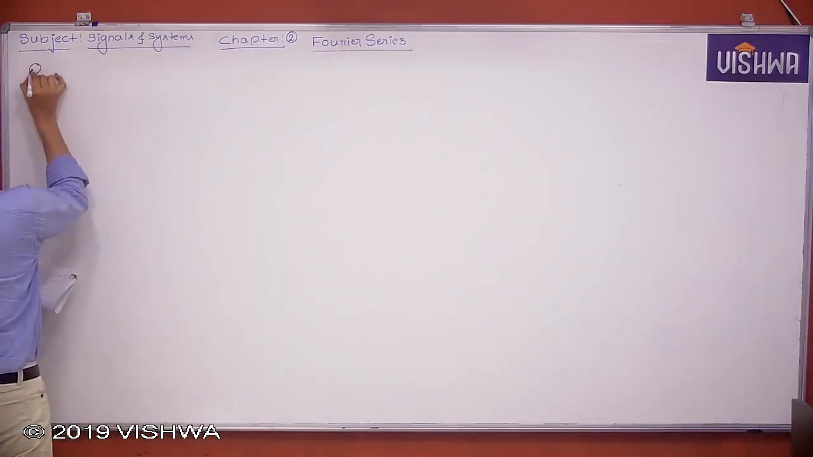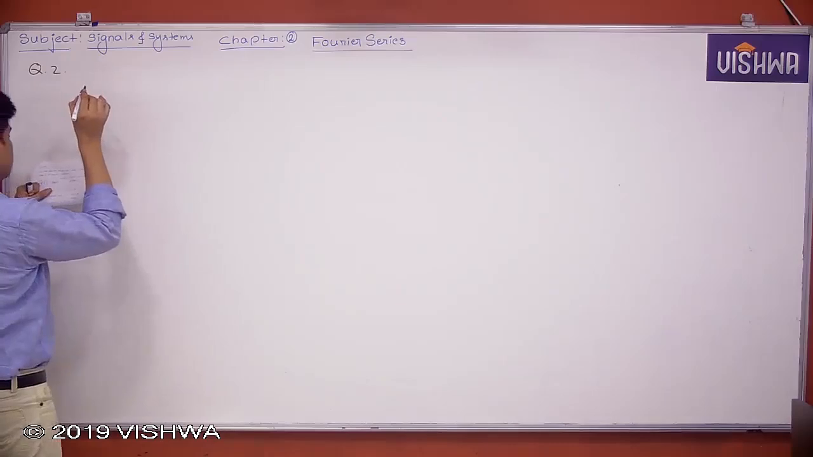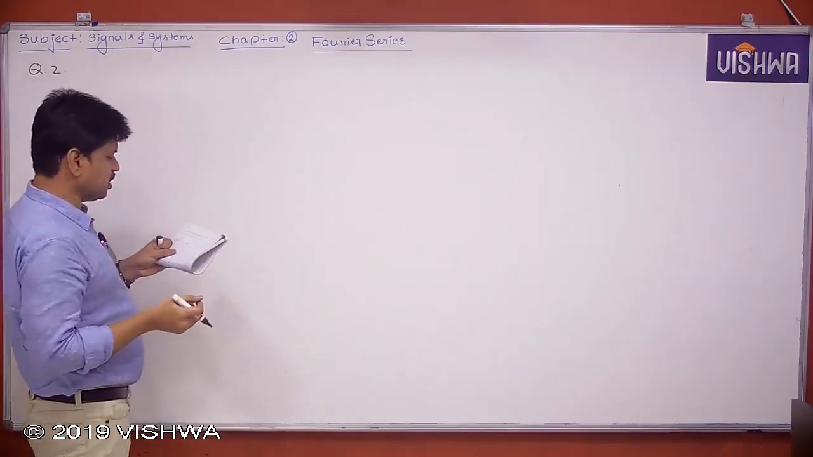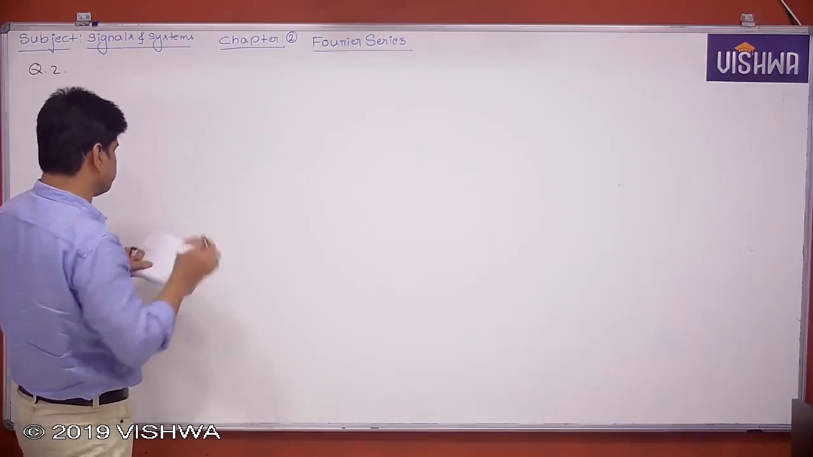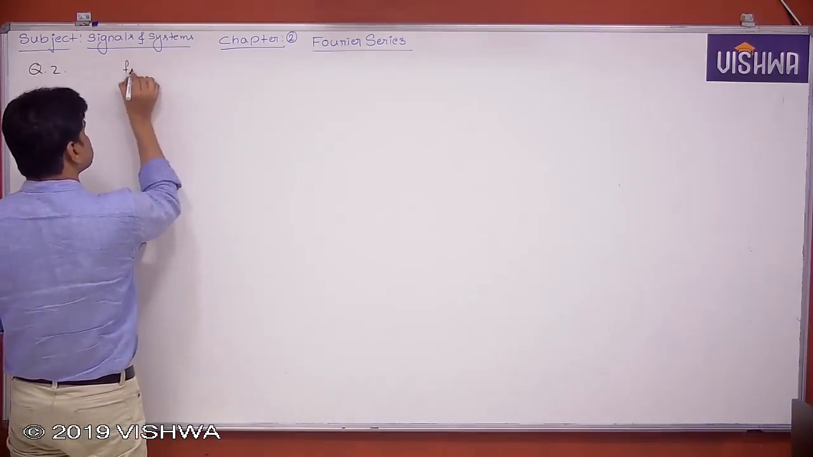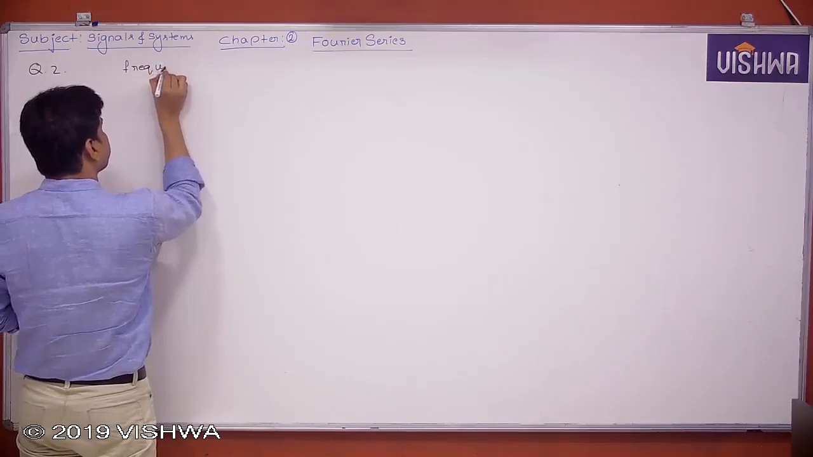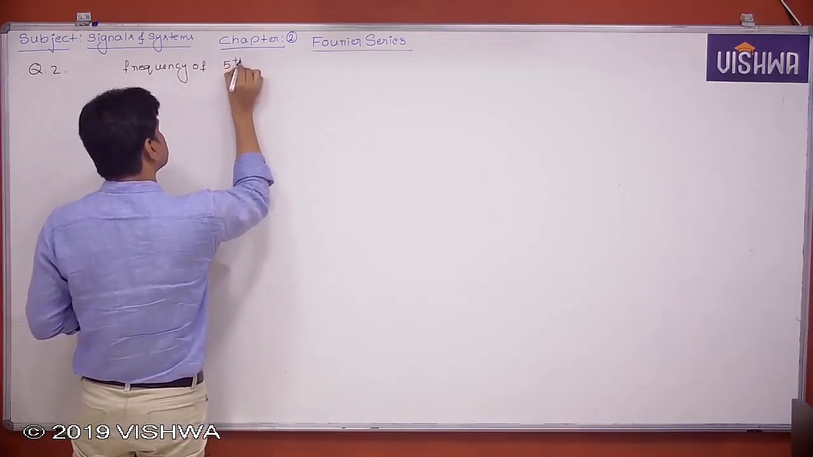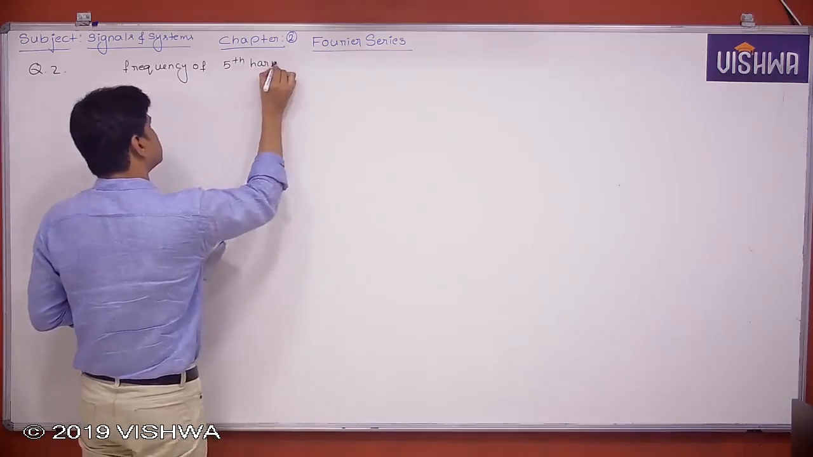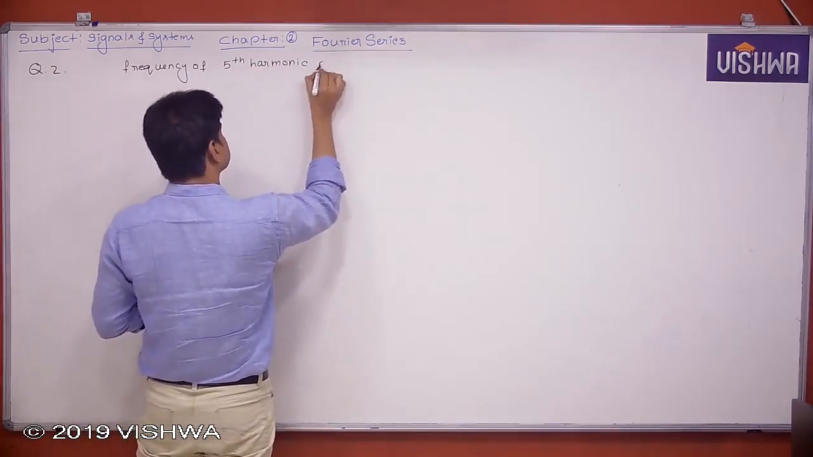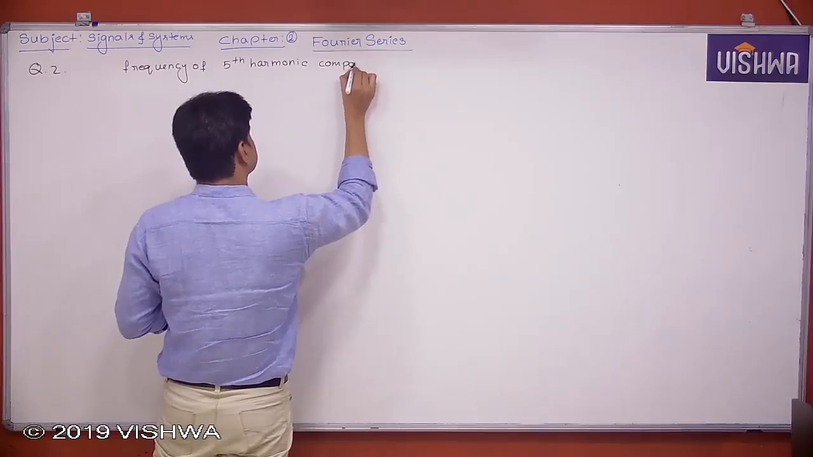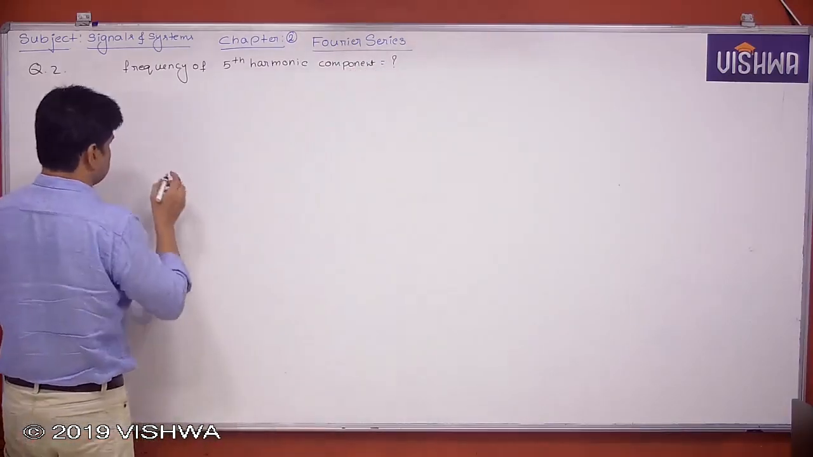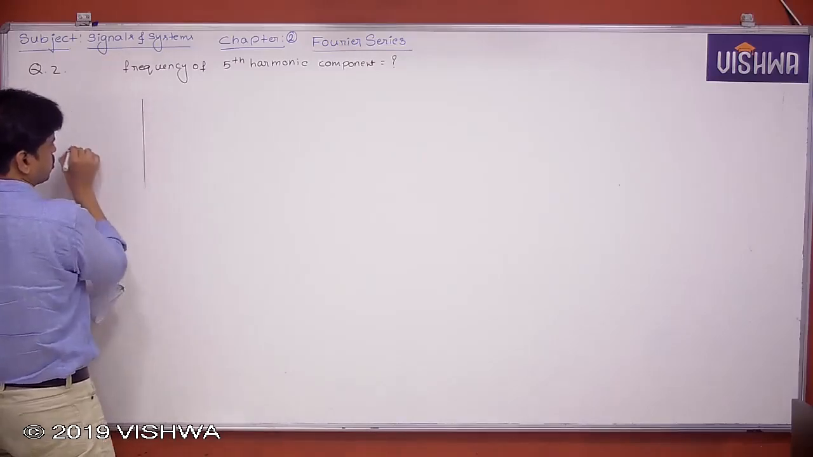Second question. For the periodic square wave shown in the figure, the frequency of the fifth harmonic component is. So what is the frequency of the fifth harmonic component? Here the waveform is shown like this.